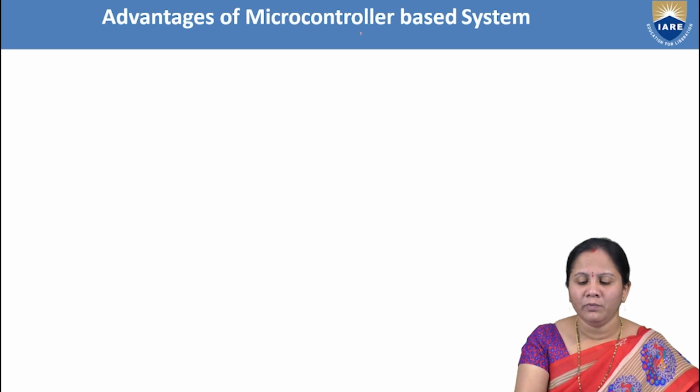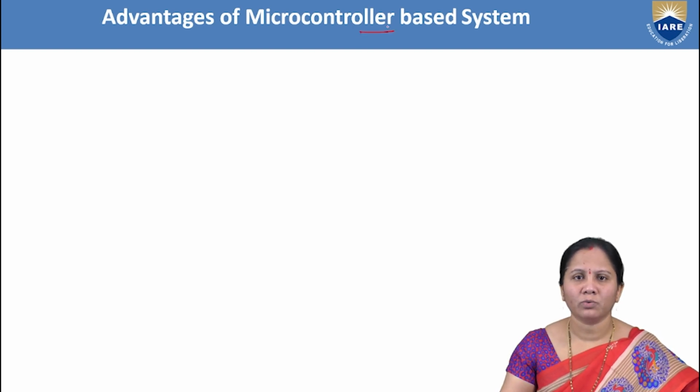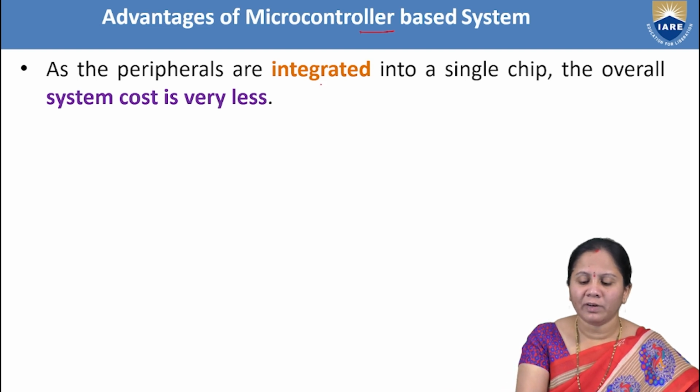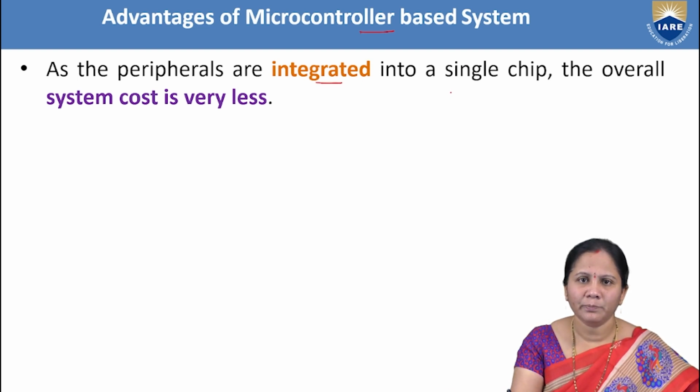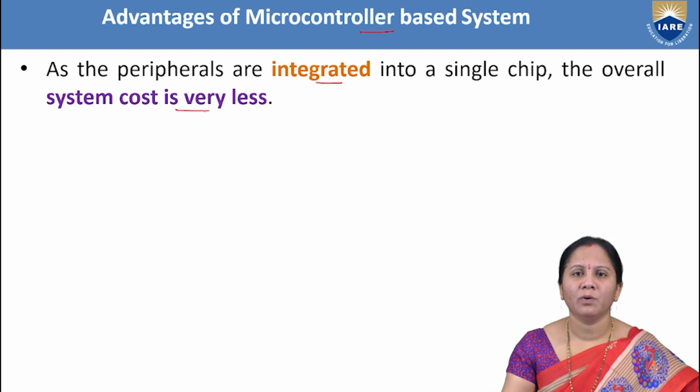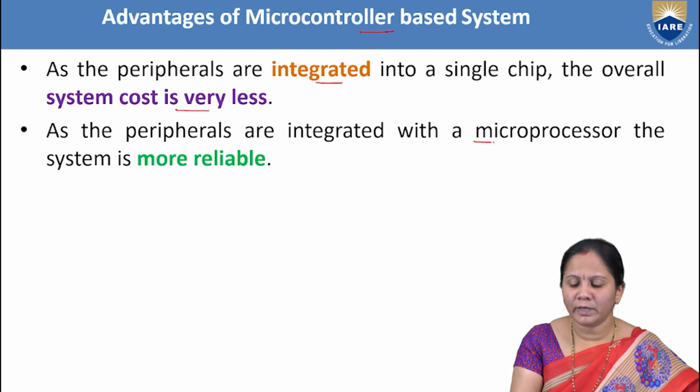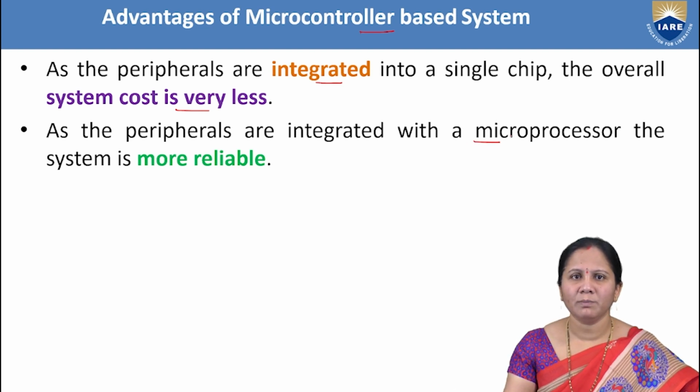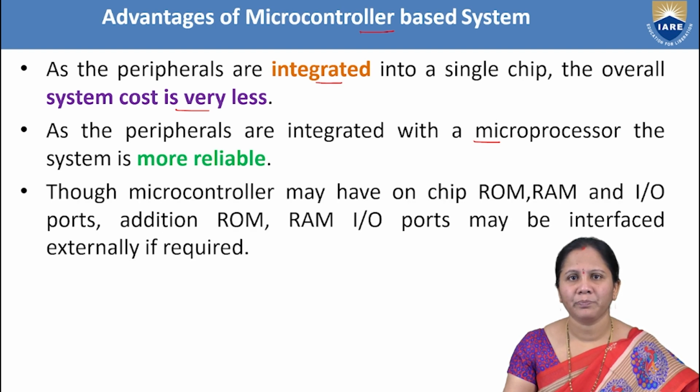Now, we have to know, before using a microcontroller, what different advantages the microcontroller is going to have. As the peripherals are integrated on a single chip, the overall system cost is very less, because all the peripheral devices that we have are inbuilt. So that is why the cost of the system is very less. No external components here. The peripherals are integrated within the microcontroller. The system is more reliable. So more reliability is also one of the advantages.